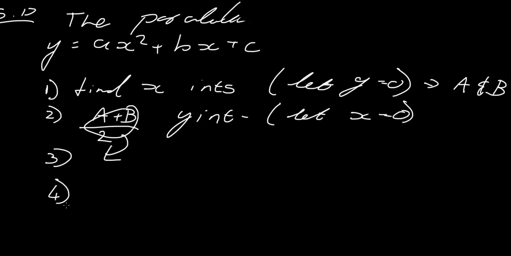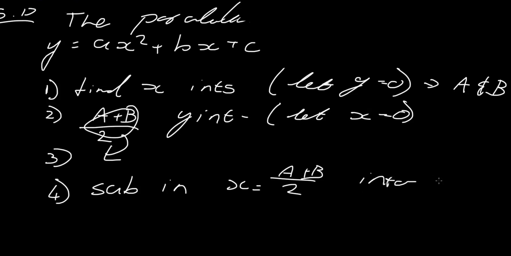Find the turning point. Okay, so sub in x equals a plus b over 2. So we're substituting x equals a plus b over 2 into f of x, and that will give us our turning point.